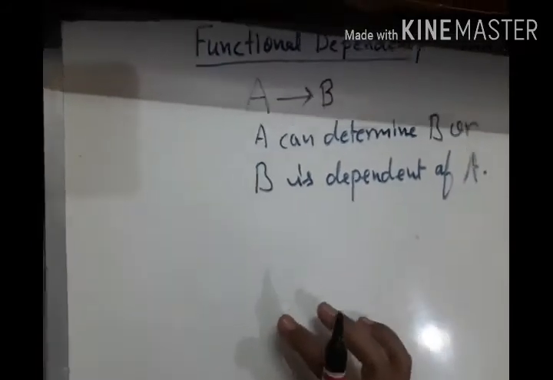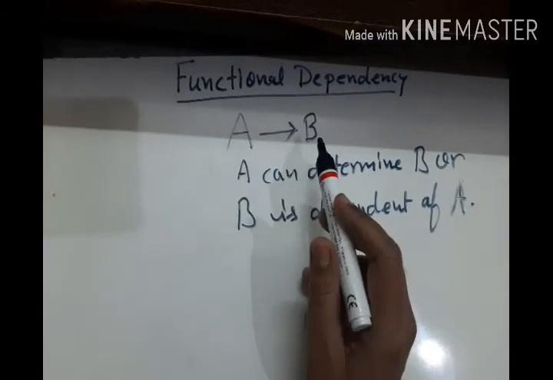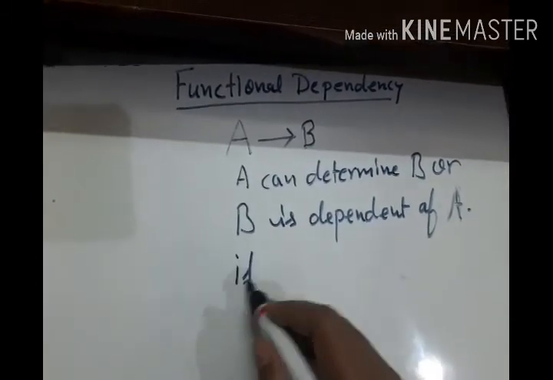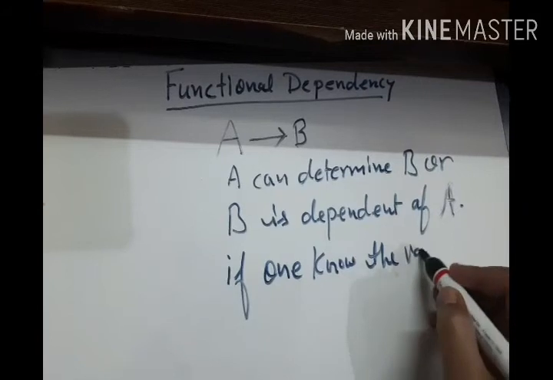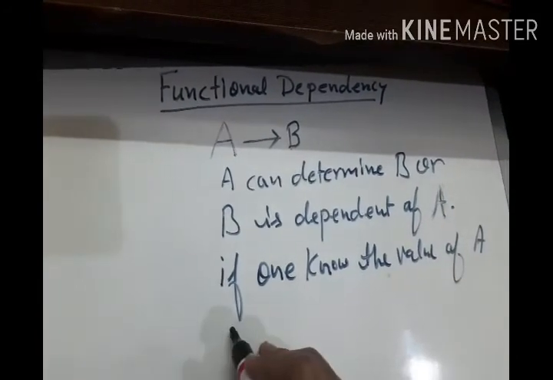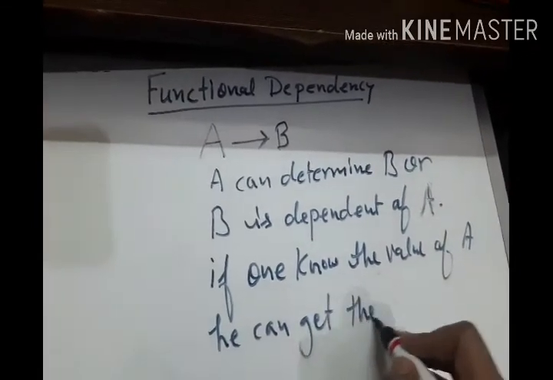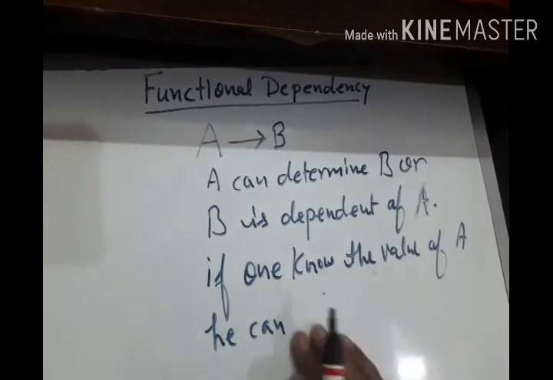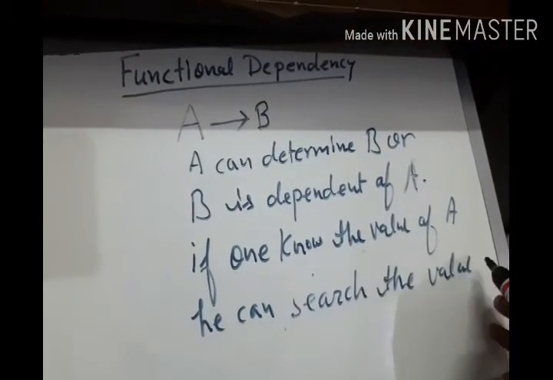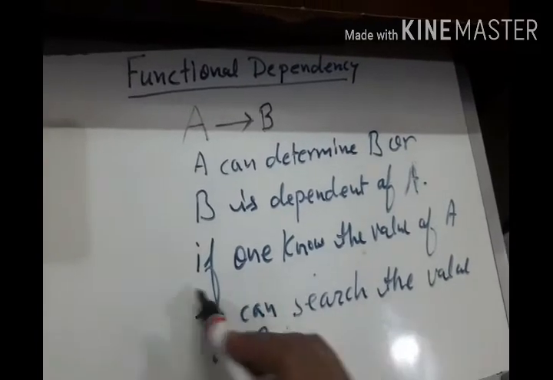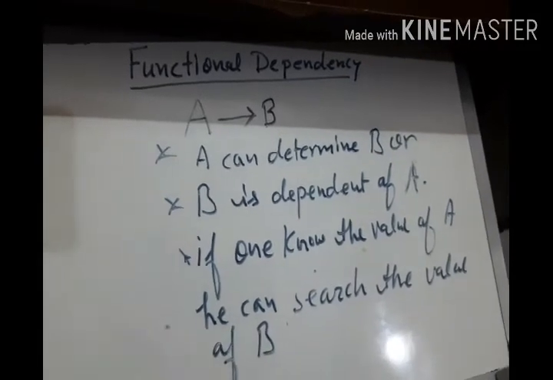So what does it mean? It means if I know the value of A, I can get the value of B. So these are the three basic points. Okay.